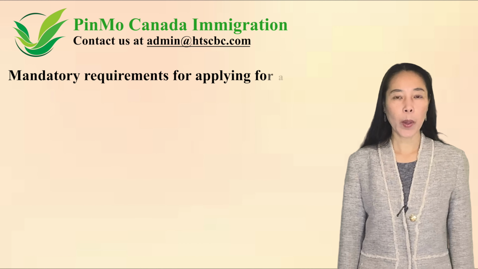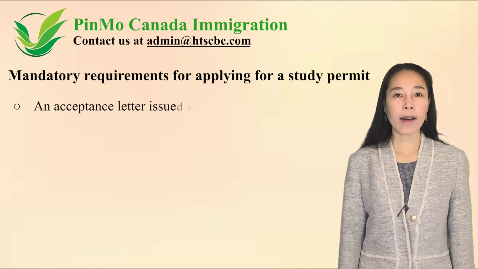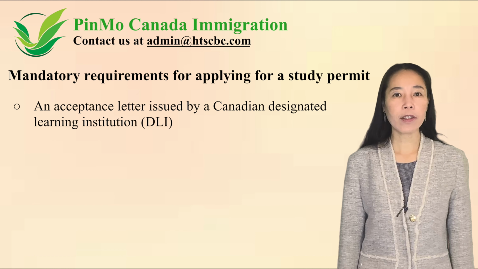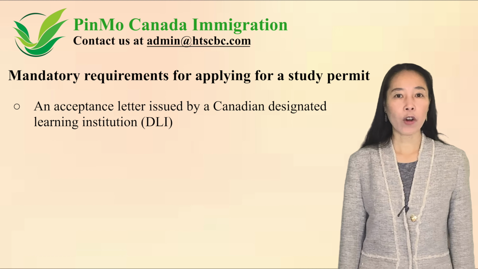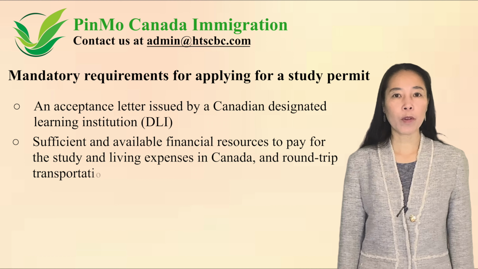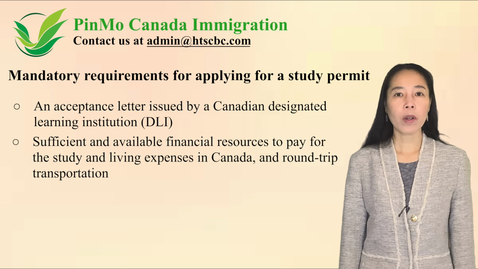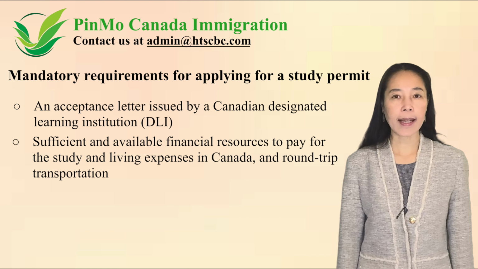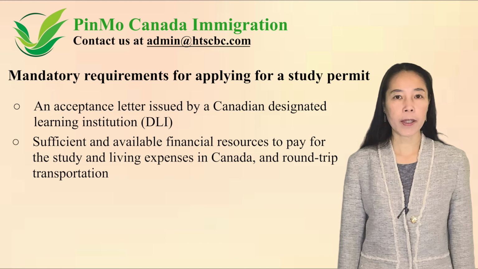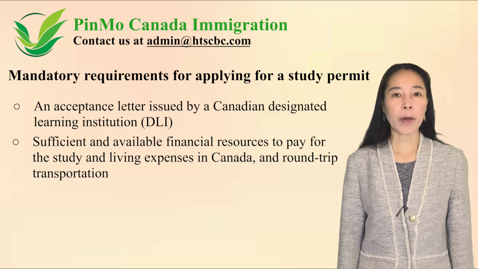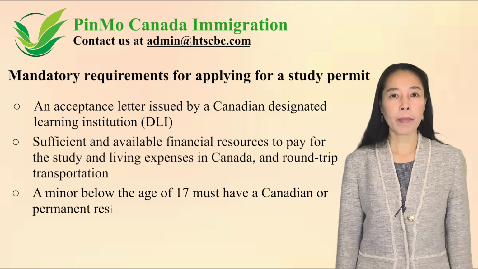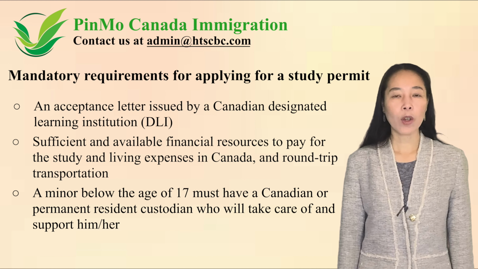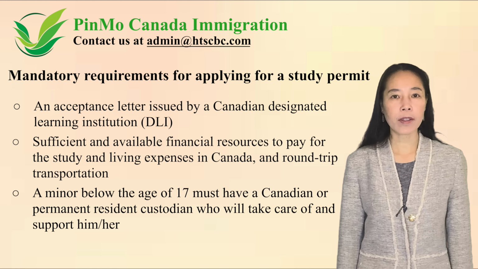To apply for a study permit, you must have received an acceptance letter issued by a Canadian Designated Learning Institution, DLI, have sufficient and available financial resources to pay for your study and living expenses in Canada, as well as your round-trip transportation. If your family members will be accompanying you to Canada during your study, your funds must be able to cover their expenses too. If you are a minor below the age of 17, you must have a Canadian or permanent resident custodian who will take care of you and support you.